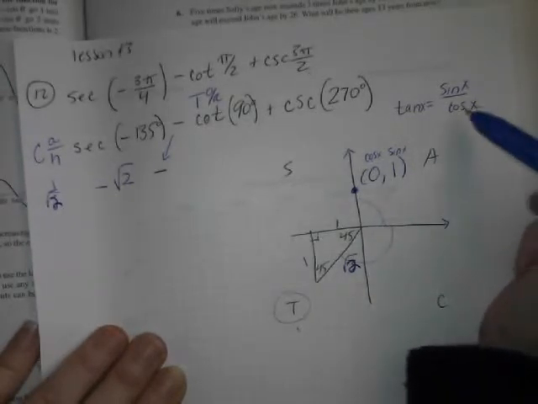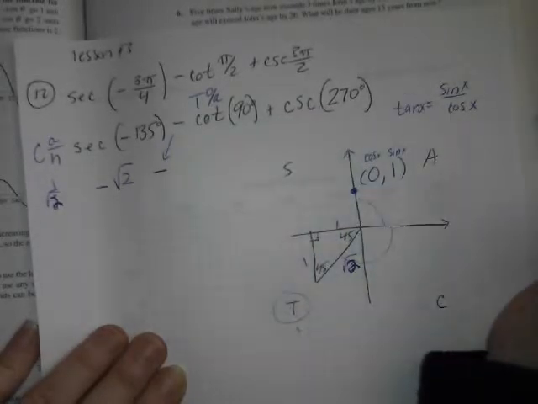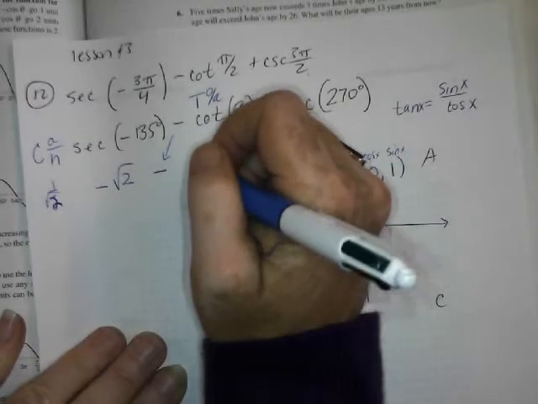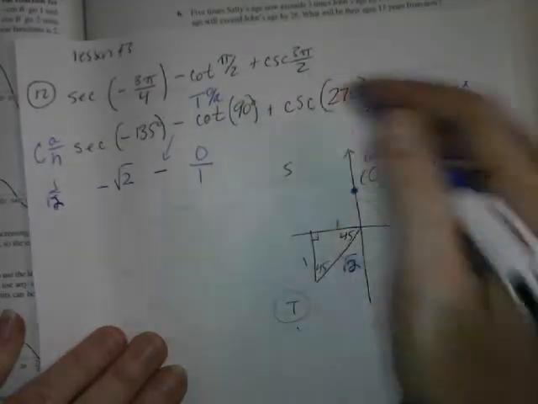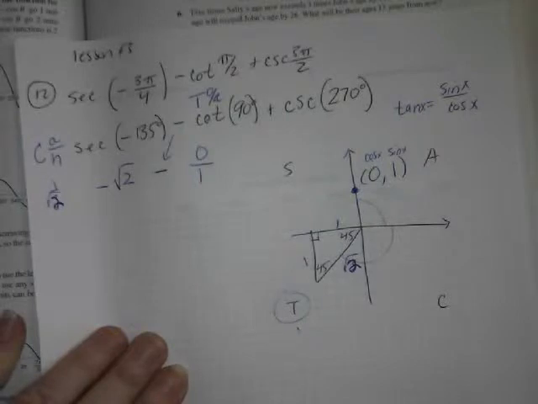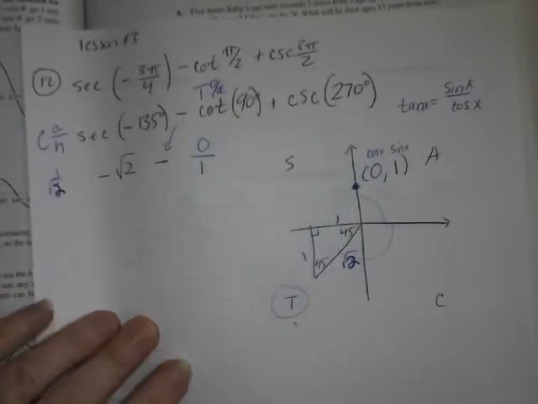So if I want tangent, I go sine over cosine. Well, that would be 1 over 0. But I don't really want tangent, I want cotangent, which is the reciprocal. So it's going to be 0 over 1. So this is just 0. I'll write 0 over 1, but it's just 0. Is that okay so far? You can rewatch this because I'm going to post this on YouTube also.